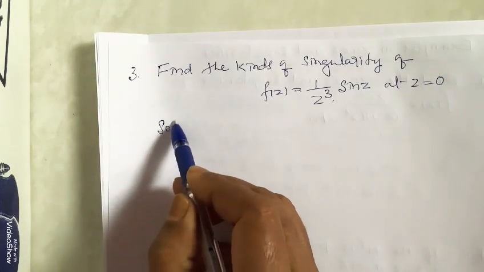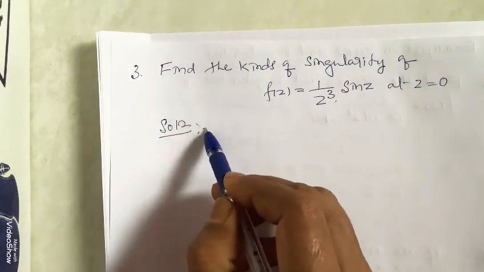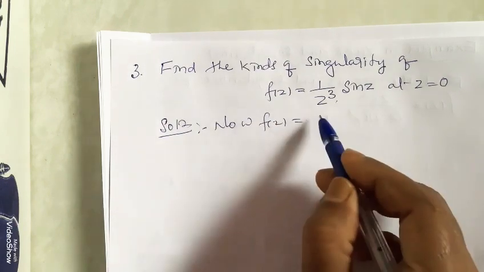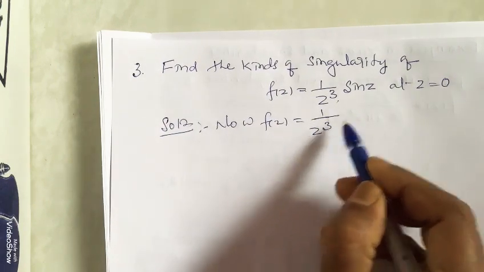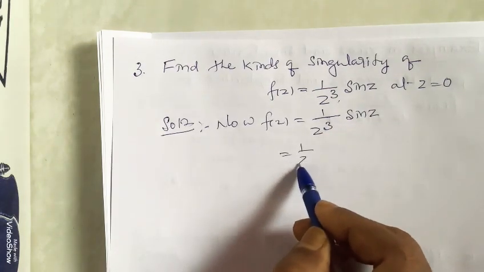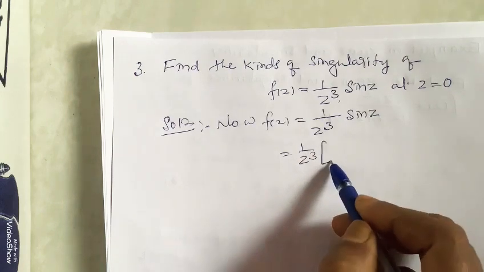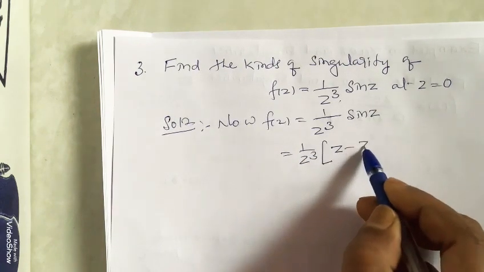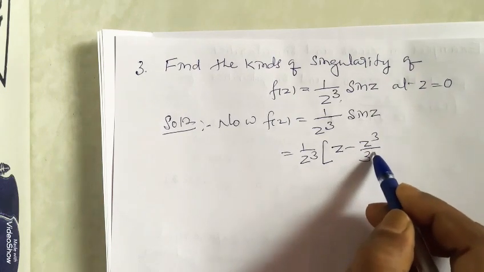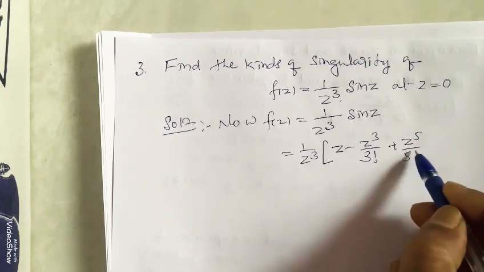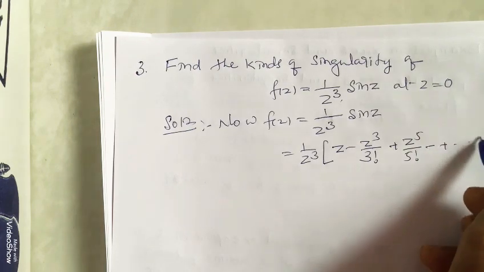Okay. Solution. Yes, now f(z) is 1/z³ into sin z. There are two methods. One method is series solution. I will write sin z = z − z³/3! + z⁵/5! − ... and so on.